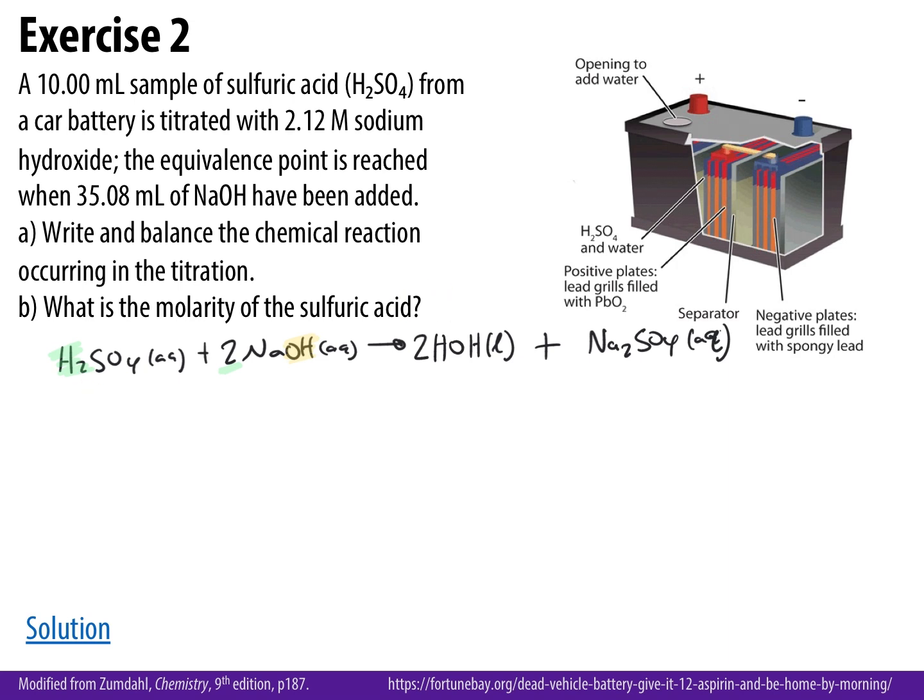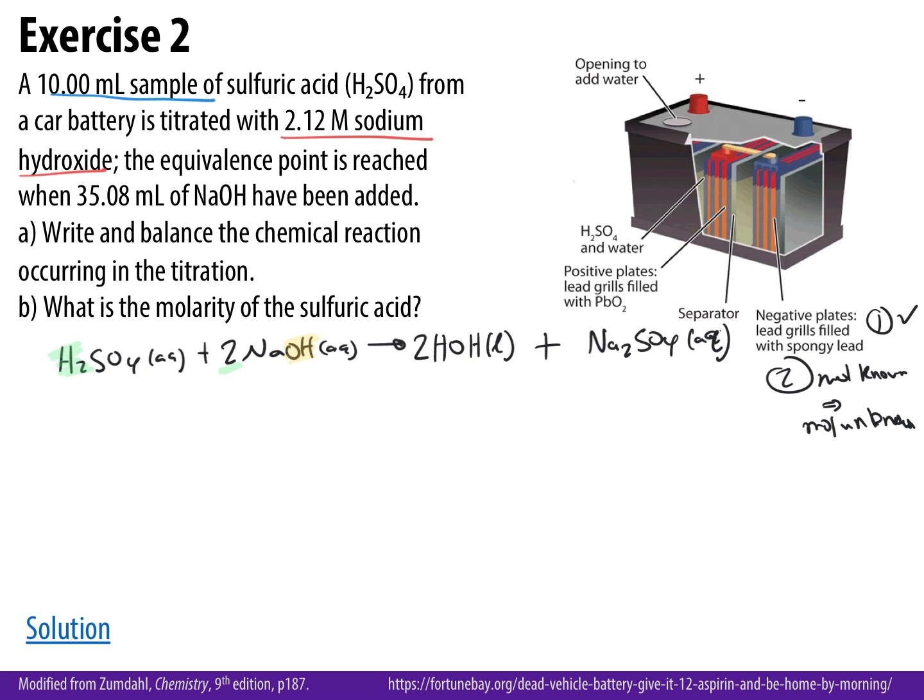For B, the molarity of the sulfuric acid, now we just go through our titration calculation steps here. We have the balanced reaction, that's good. Now we need to basically get to moles of the known side and then use that to get the moles of the unknown side. So in this case, if I look at the given information, I have 10 milliliters of sulfuric acid. I'll just arbitrarily use blue for the sulfuric acid. So 10 ml sample of sulfuric acid. Then it's titrated with 2.12 molar sodium hydroxide.